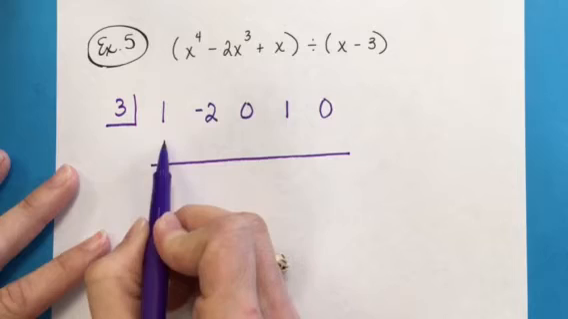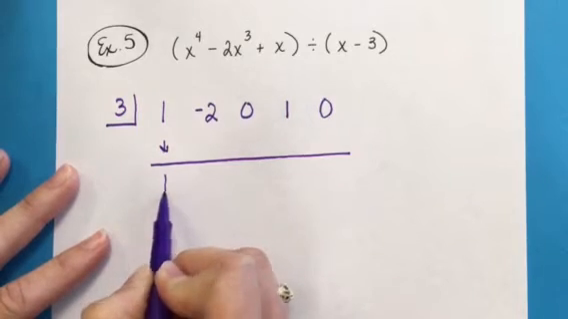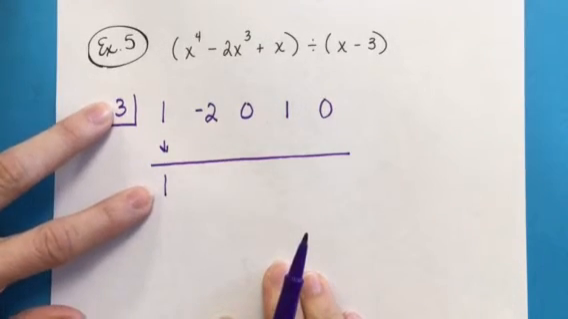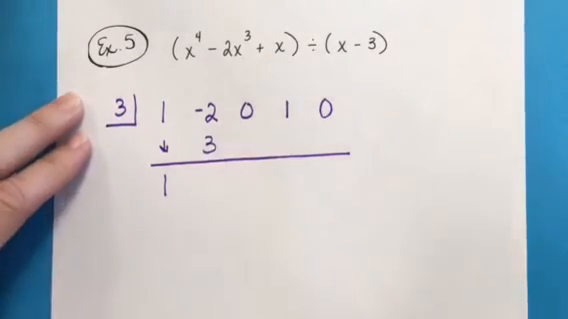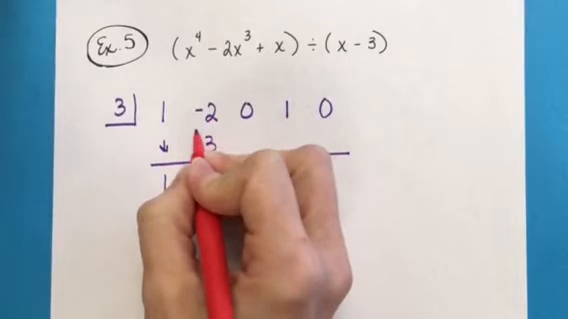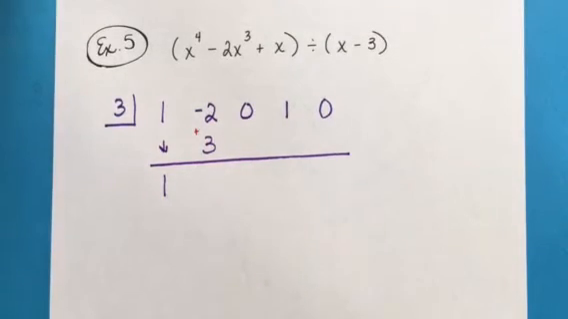Okay, remember, first number comes straight down. So you start by multiplying these two. So 3 times 1 is going to give you 3. Okay, so now you're going to add these. So if you add those two numbers, you get positive 1.